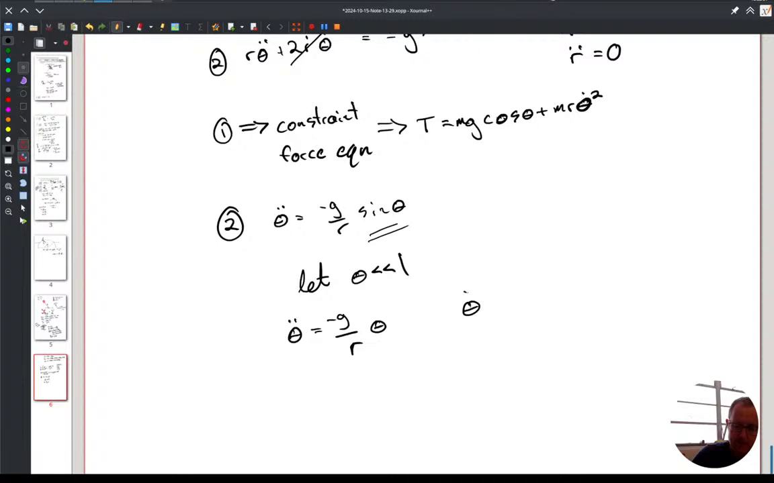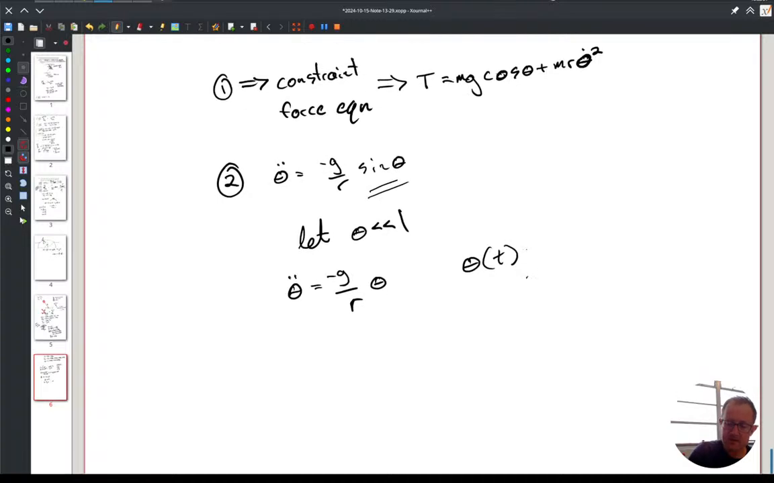So theta, oh, I didn't mean to put a dot. Theta of T is some kind of cosine times root G over R times T plus something times sine of root G over R times T.